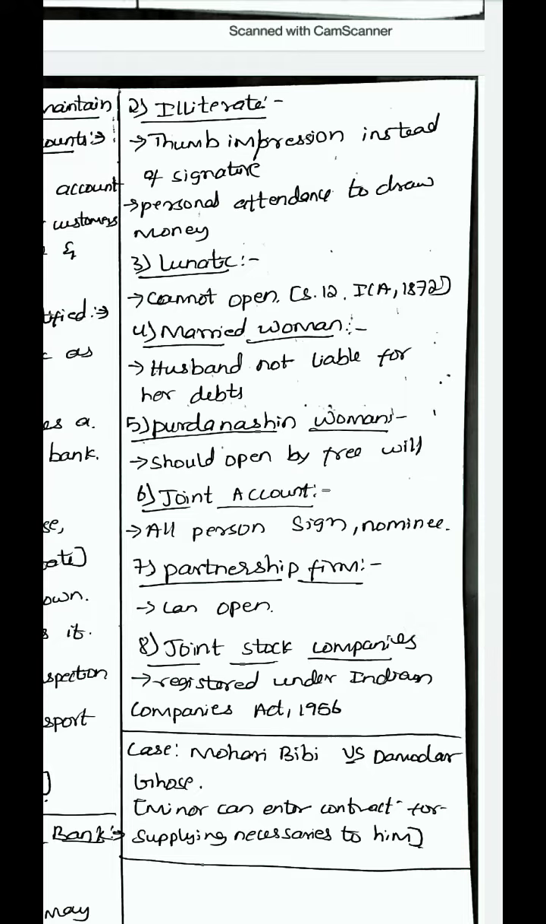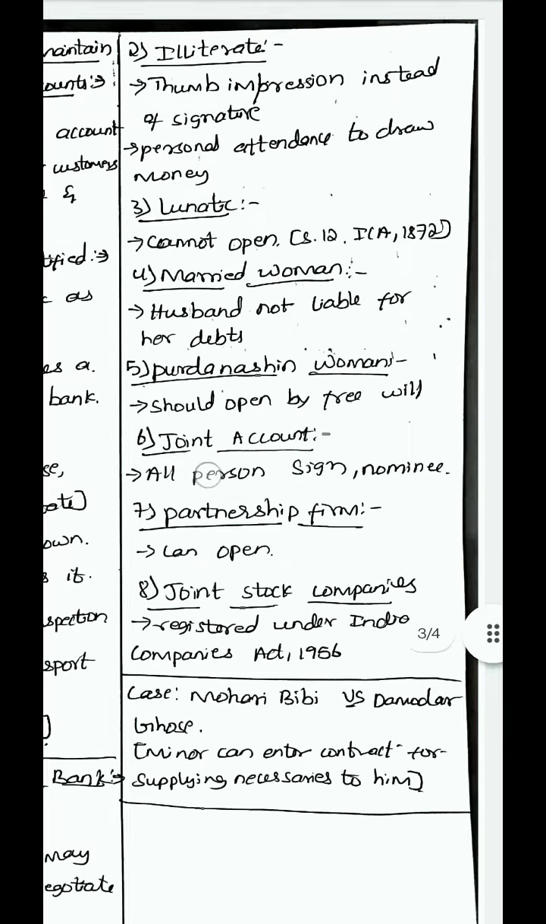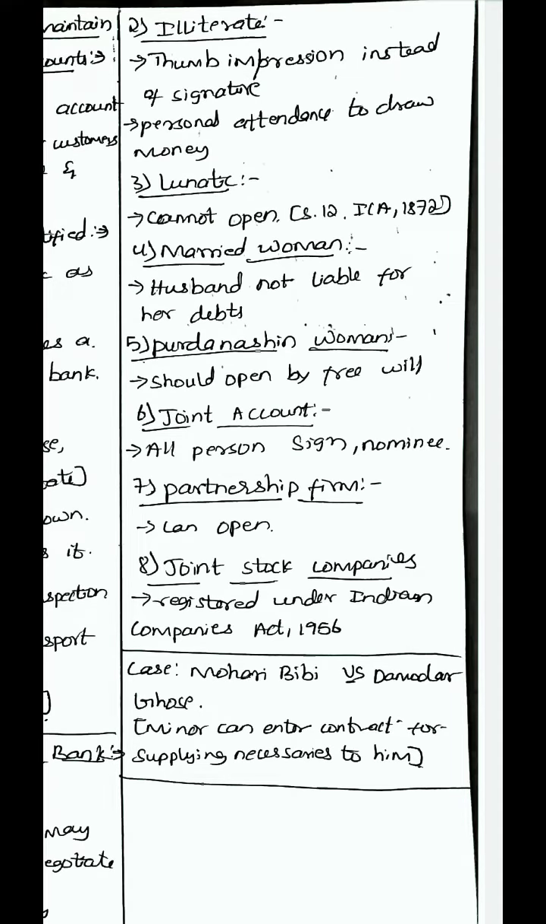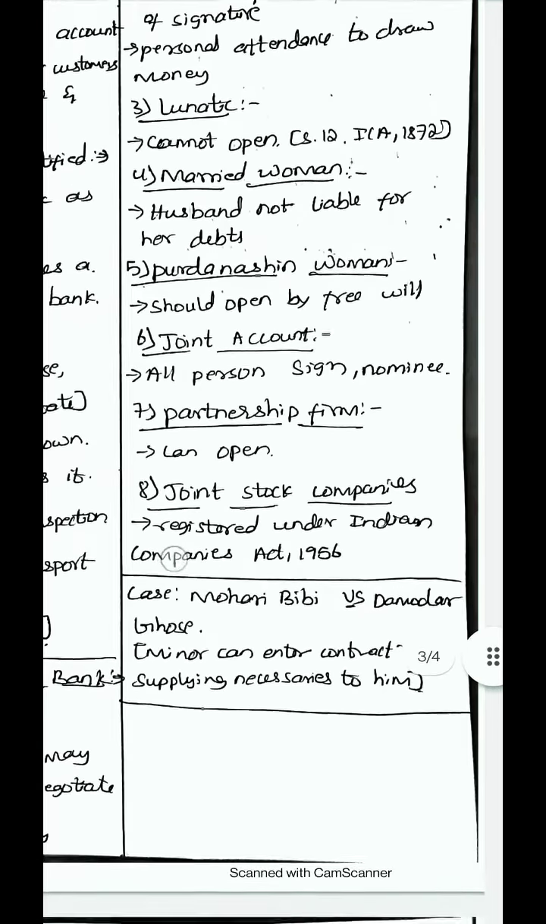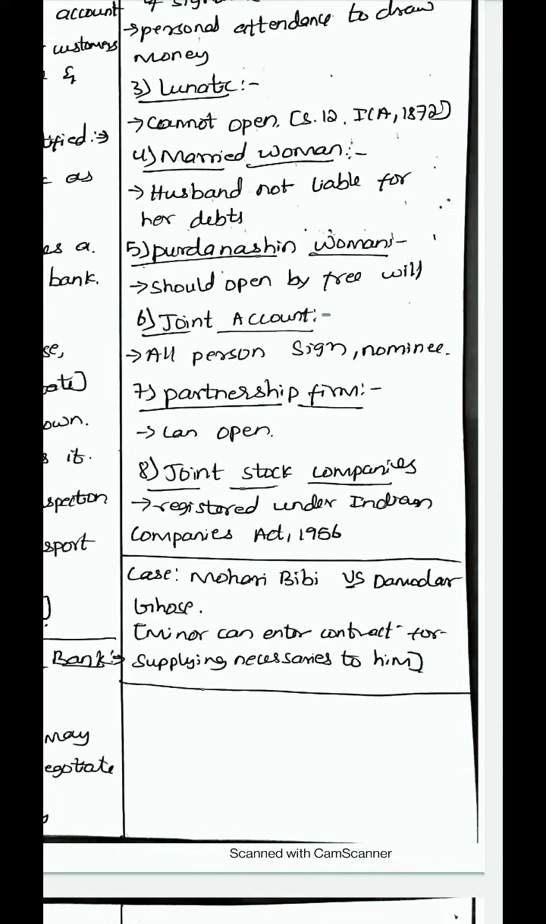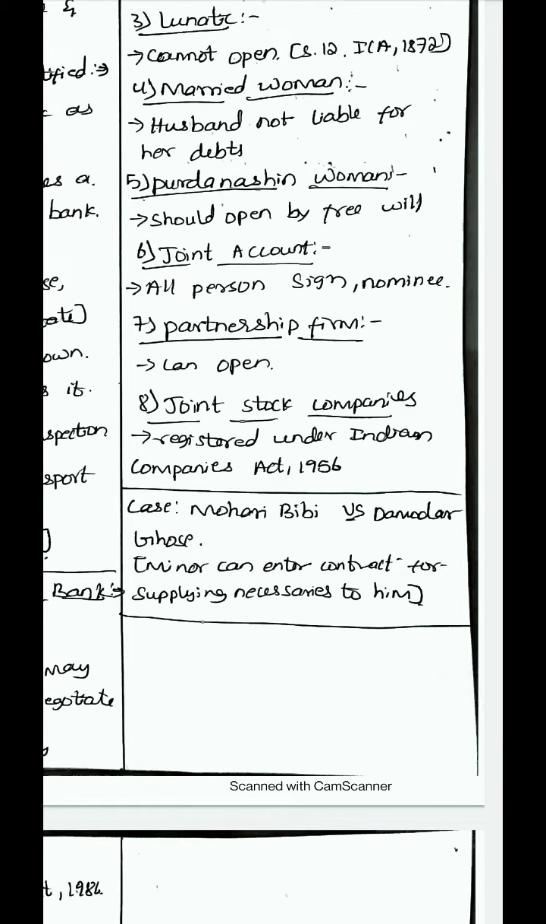The next is an illiterate person. An illiterate person can give a thumb impression instead of a signature and he can open his bank account. If he wants to draw money, he should personally go there to take the money. Then a lunatic person: a lunatic person cannot open a bank account. Then a married woman: if a married woman opens a bank account, the husband is not liable for her debts. Then a Pardanashin woman: a woman who observes parda, or veil, or wears a hijab. The banker should take the precaution that the Pardanashin woman is opening the bank account of her own free will.